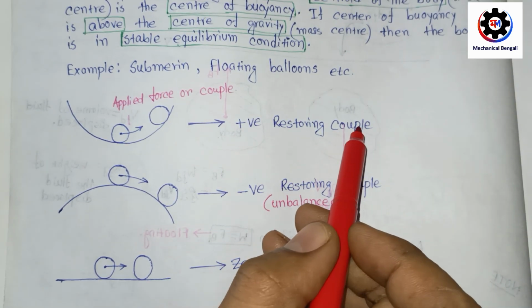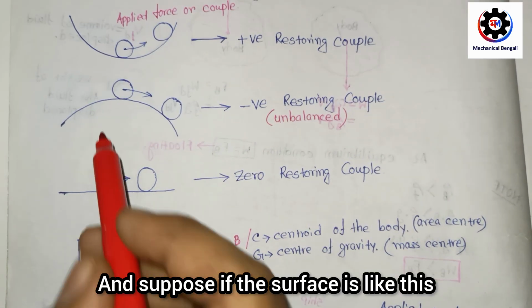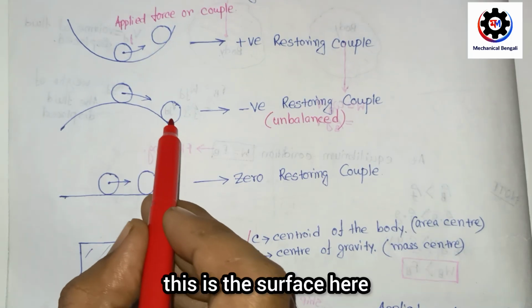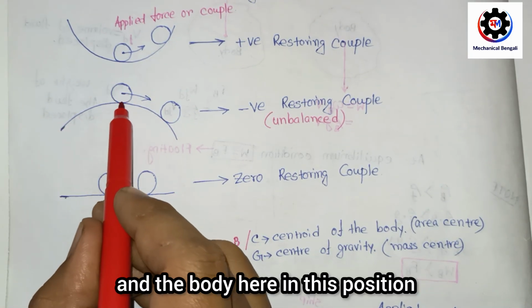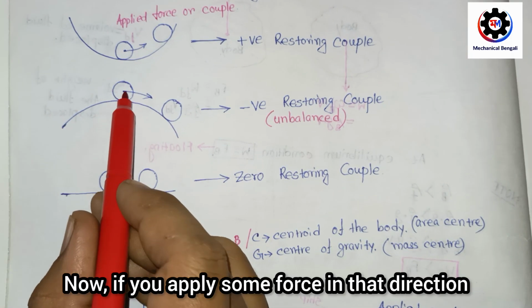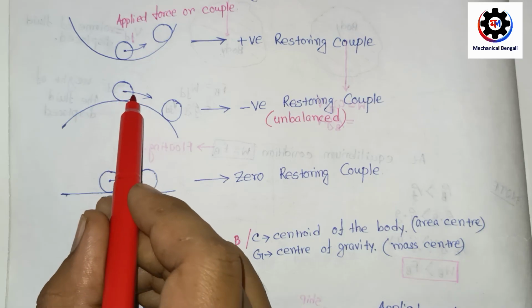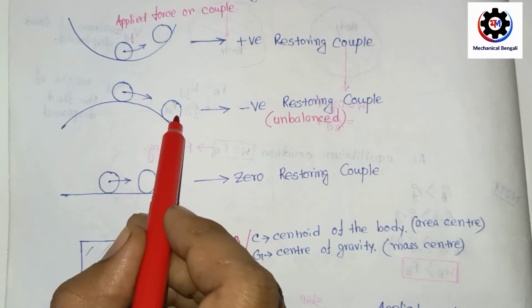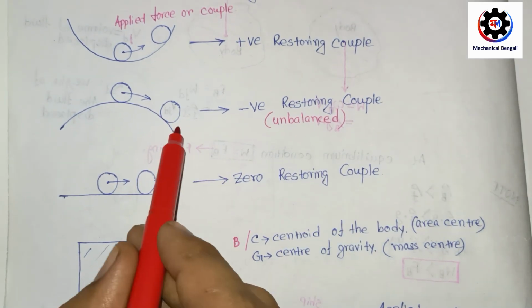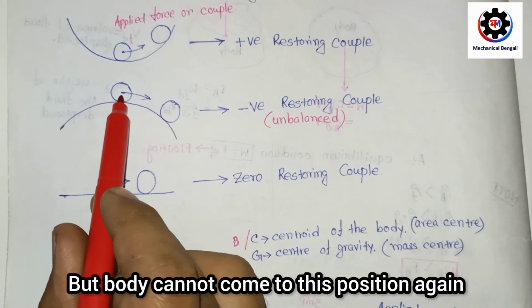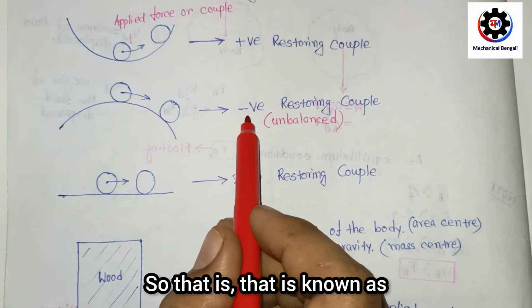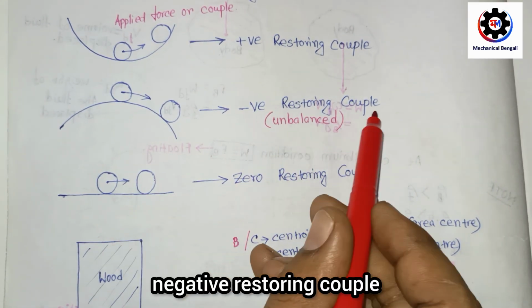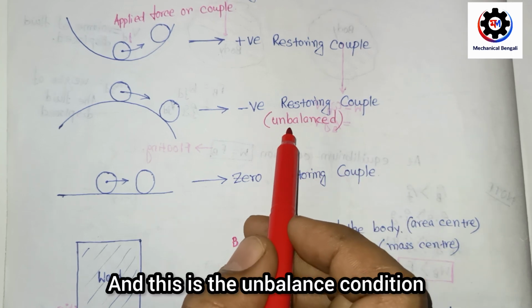restoring couple. And suppose this is the surface here, and the body is in this position. Now if you apply some force in that direction, the body goes in that direction, but the body cannot come back to this position again. So that is known as negative restoring couple, and this is the unbalanced condition.